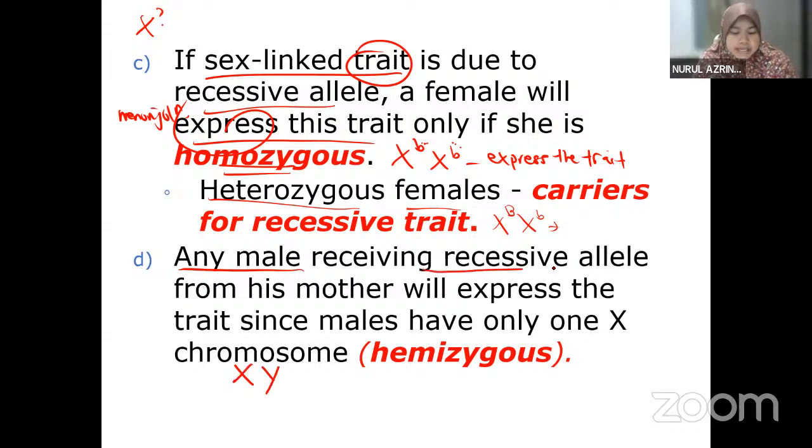Any male receive recessive allele from his mother will express the trait since male have only one X chromosome. So kalau anak lelaki dia bawa satu je recessive allele X small b contohnya. Kalau anak perempuan tadi, kena dapat dua-dua allele resesif baru dia kena penyakit itu ataupun mewarisi sifat-sifat tersebut. But for male, kalau dia dapat satu je recessive allele X small b, Y contohnya, he will be expressing the trait. Kalau penyakit, confirm terus dapat. Macam gitu. Tahu? Okay, any questions so far?